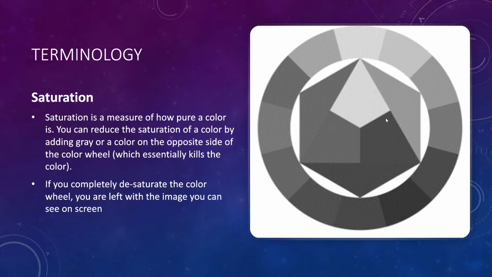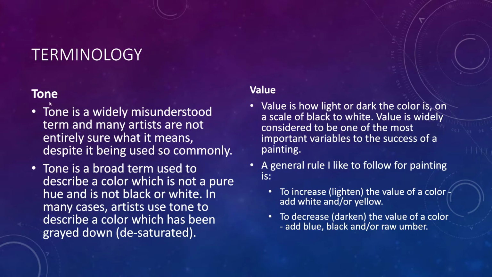So we'll get into this in a little bit, but if you add purple to yellow, they kind of cancel each other out. If you completely desaturate the colour wheel, you are left with an image that you can see on screen. So notice how it basically goes darker as it goes round. You can tell kind of how powerful the colour is, right?